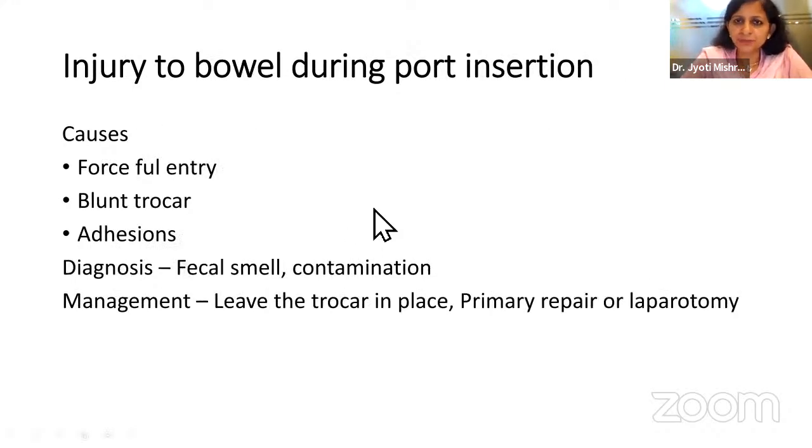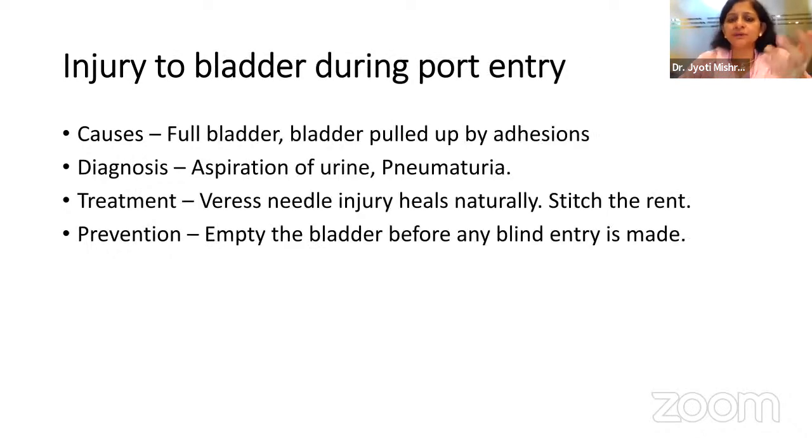When you have injured the bowel during port insertion, the causes are forceful entry, blunt trocars, and adhesions at the entry site. Diagnosis is by fecal smell or contamination, and management is to leave the trocar in place and then do primary repair or laparotomy. During entry, you can also injure the bladder. Causes would be where the bladder is full or pulled up by adhesions. Here you aspirate urine or you see the urine bag full of air, that is CO2. So that is pneumaturia. Veress needle injuries will heal, but you can just take a stitch, and prevention is to empty the bladder before blind entry.